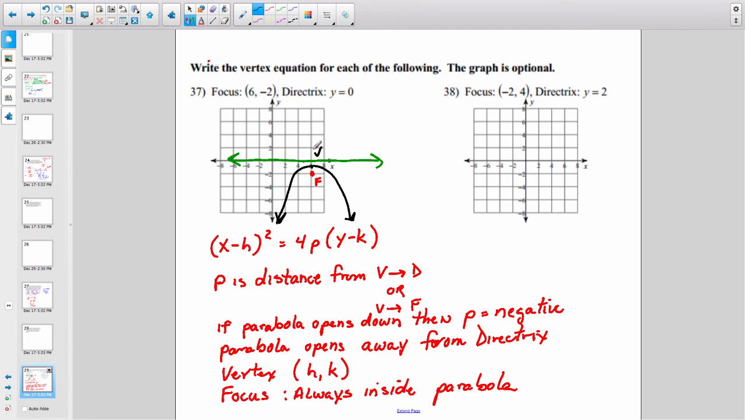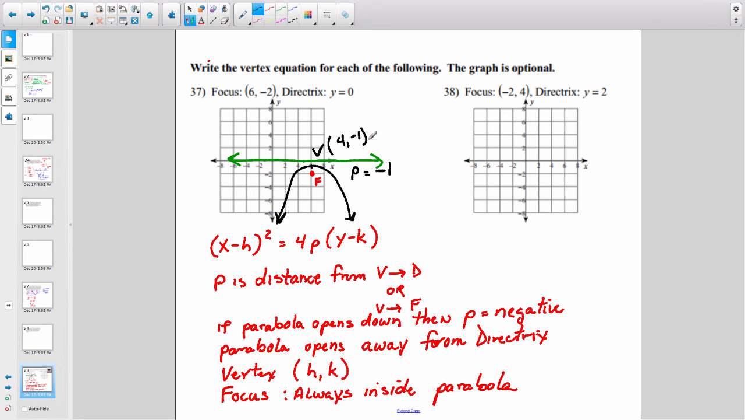That's our V. And it's always going to be halfway from the focus to the directrix. So this is a tight graph, but you can imagine if you went from 0 to 2, halfway would be 1. So your P is going to be -1 because it's a downward facing parabola, or because the directrix is on top of the focus and it's on top of the vertex. So let's fill in what we know. This vertex is going to be located at 4, -1.